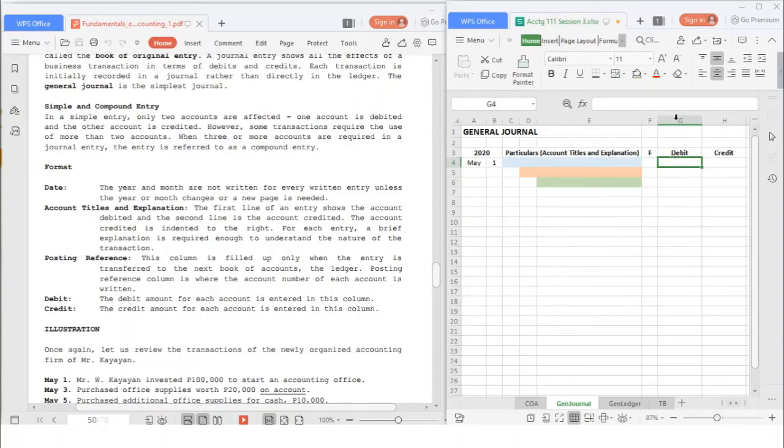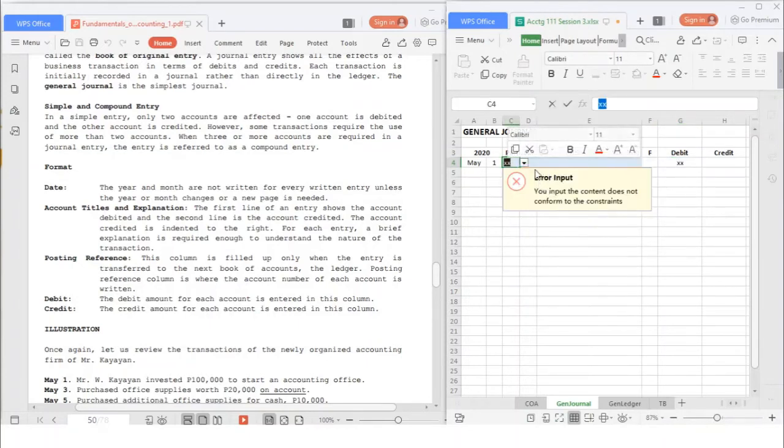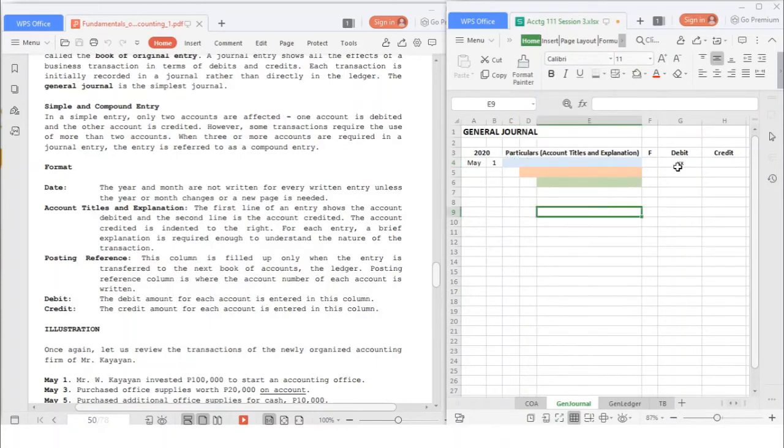And then next, we have the column for the debit amount. The debit amount is entered on this debit column, and the credit amount is entered in your credit column. So, that is the general format of your general journal.